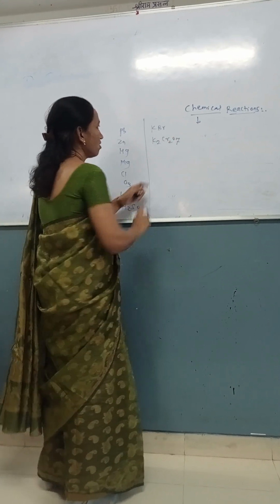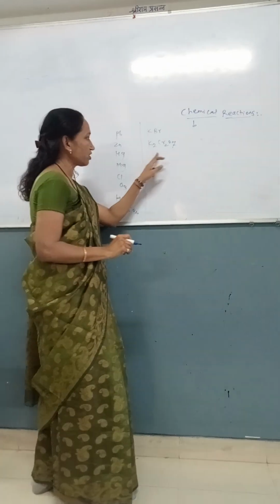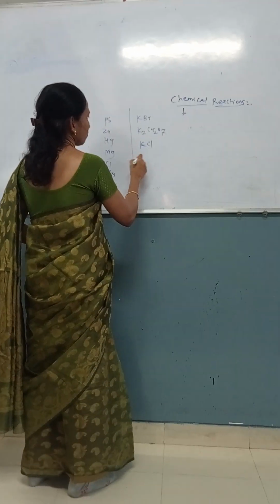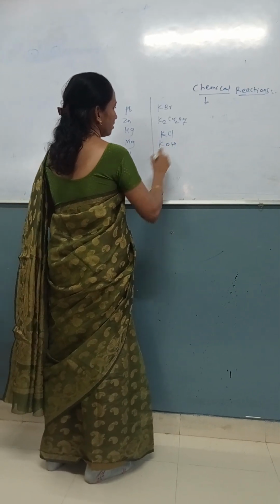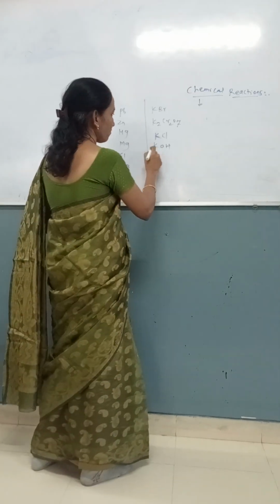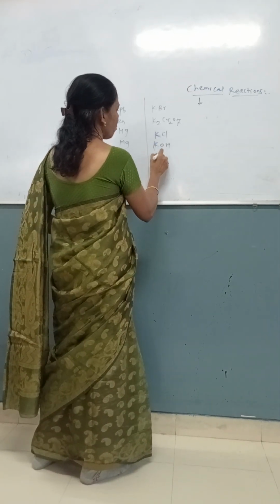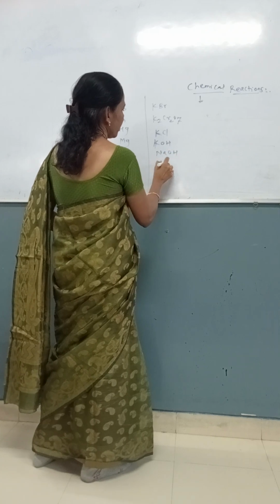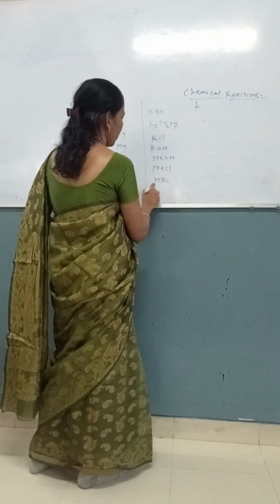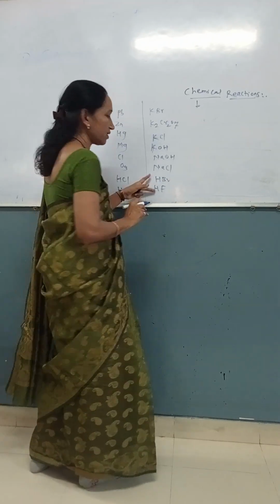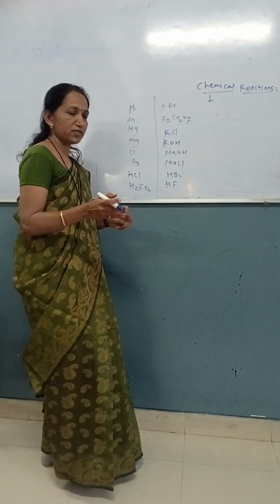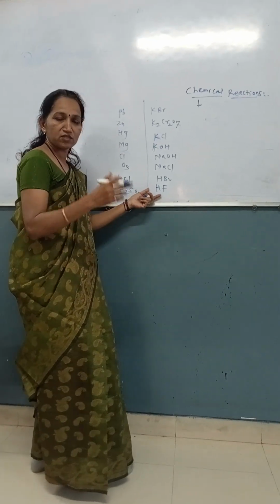K2Cr2O7. This is the potassium dichromate. Then KCl potassium chloride. KOH. When the hydroxyl group is attached here, then the compound formed is potassium hydroxide. NaOH, that is the sodium hydroxide. NaCl sodium chloride. Then HBr hydrogen bromide. HF hydrogen fluoride. These are the halide group of elements. Chlorine, bromine, iodine, fluorine. When they are attached to other groups, then there is a formation of another compound.